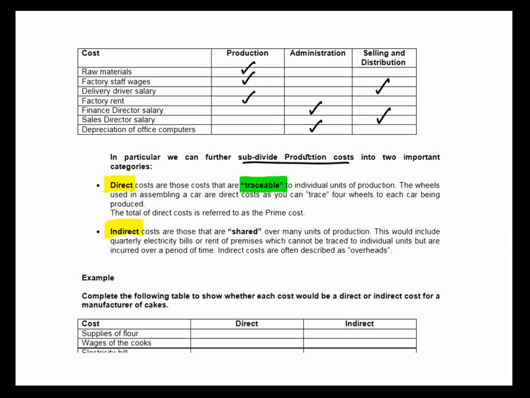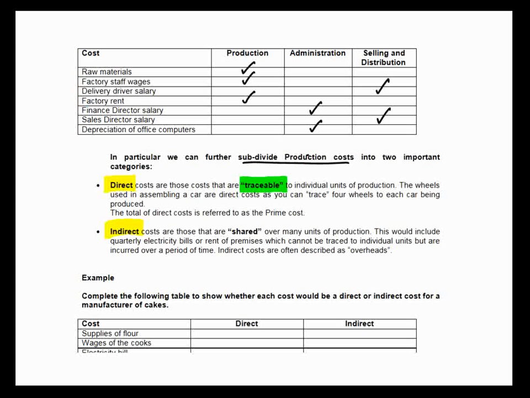Each car will also need a gear stick. So you could trace the cost of 1 gear stick to each car. Each car will need 2 seats in the front. So you could trace the costs of those seats to each car. So direct costs can be traced to individual units of production.